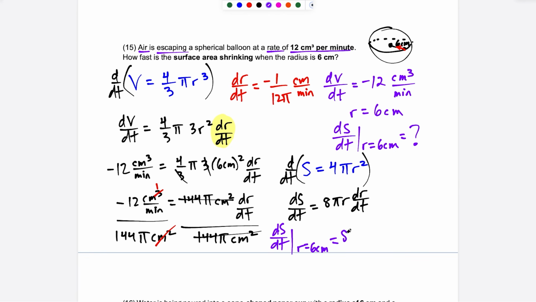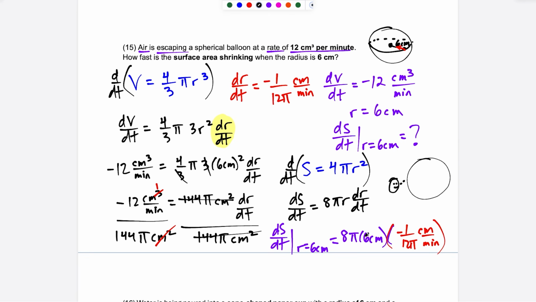And this is going to give us 8 pi times 6 centimeters. And then dr/dt is, I'll write this in red, -1/12 with a pi in the denominator. And then the units here are centimeters per minute. Okay, and if we work this out, I'll just do this math off to the side here.